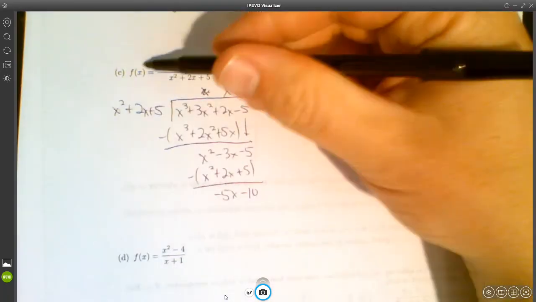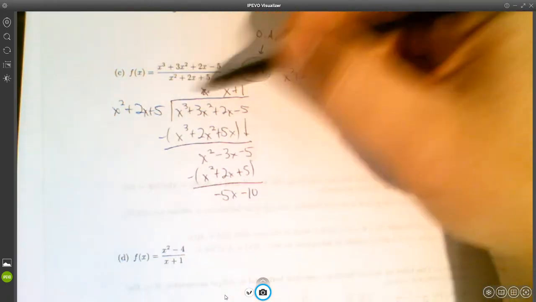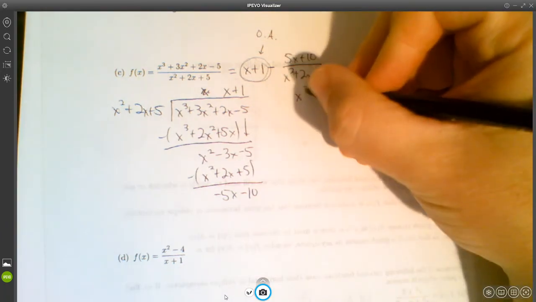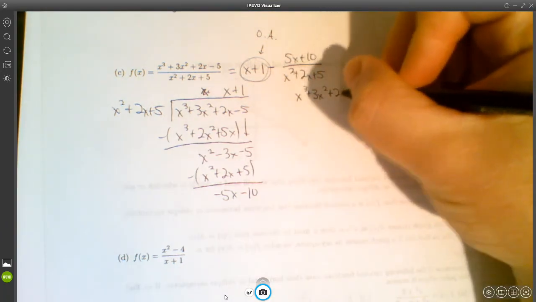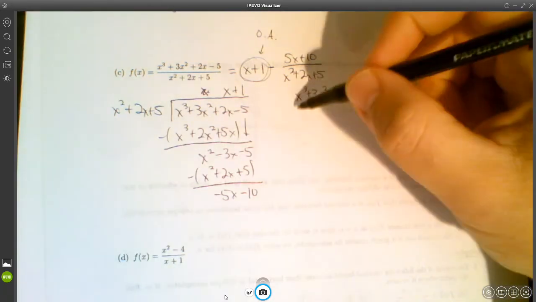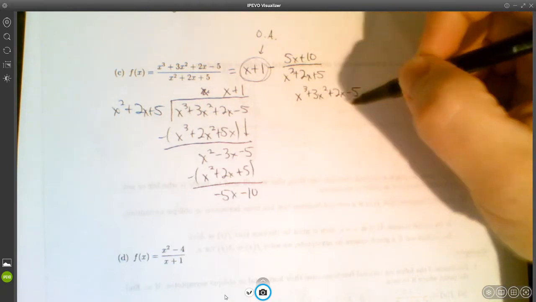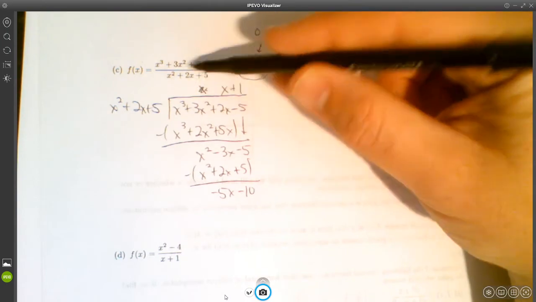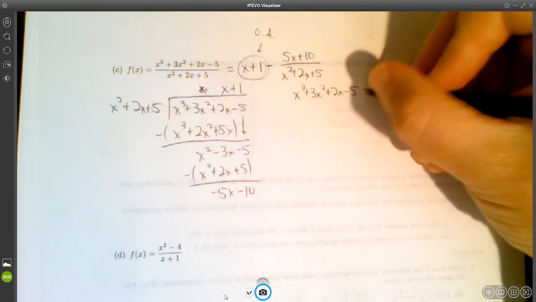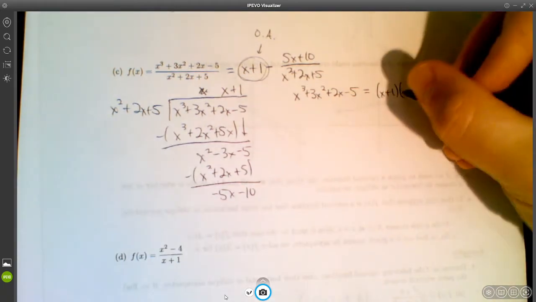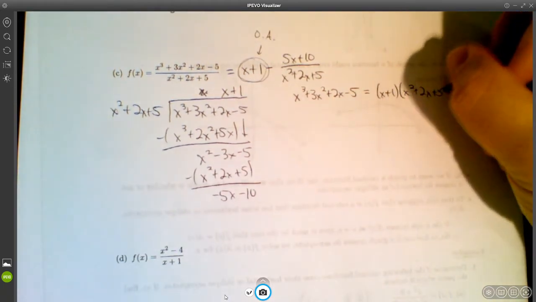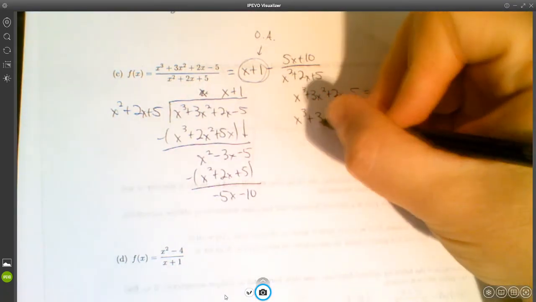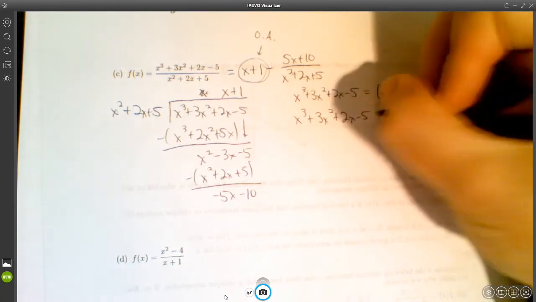So to see if f crosses its oblique asymptote, we're going to set this function equal to this asymptote and then solve for x. Ooh, what have I gotten myself into? (x cubed plus 3x squared plus 2x minus 5) over (x squared plus 2x plus 5) equals x plus 1. But we know that we're going to multiply both sides by x squared plus 2x plus 5, right? So I'm just going to say this equals (x plus 1) times (x squared plus 2x plus 5) to try to solve this thing. We've got x cubed plus 3x squared plus 2x minus 5.